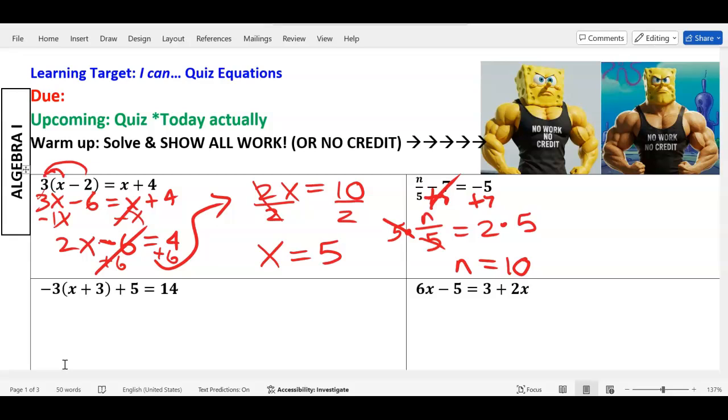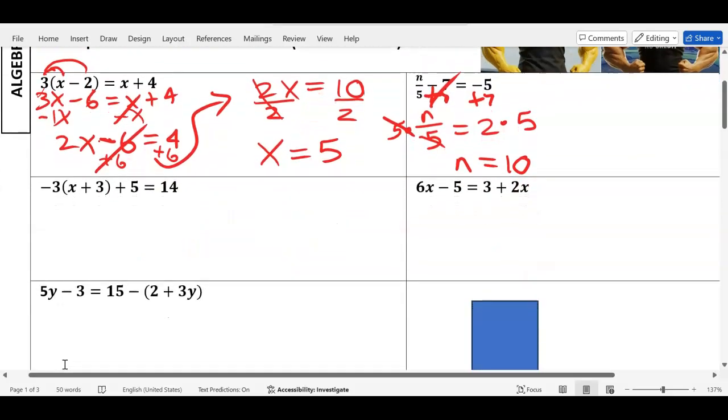So again, you will have one like that. Will you know what to do? Get rid of the loner. And if it's dividing, you multiply. All right, well, what about this one?